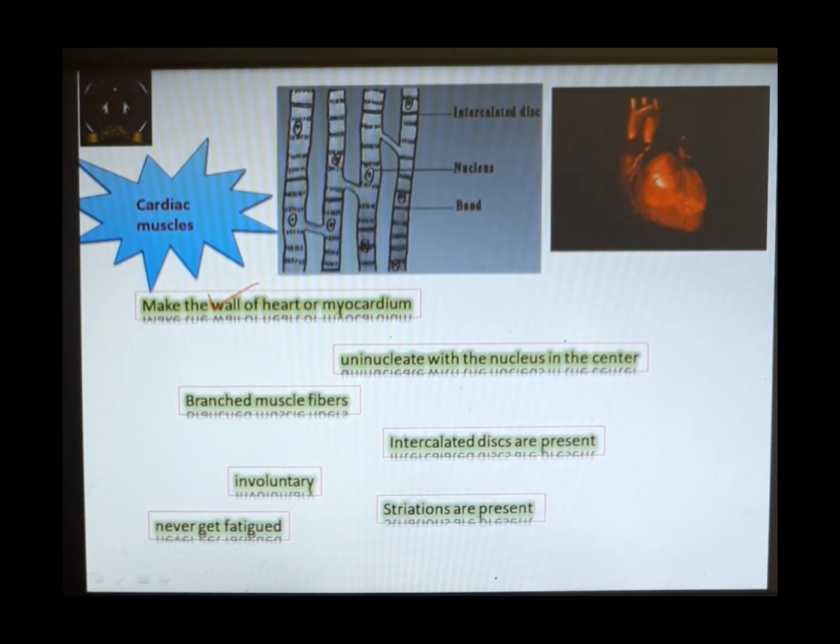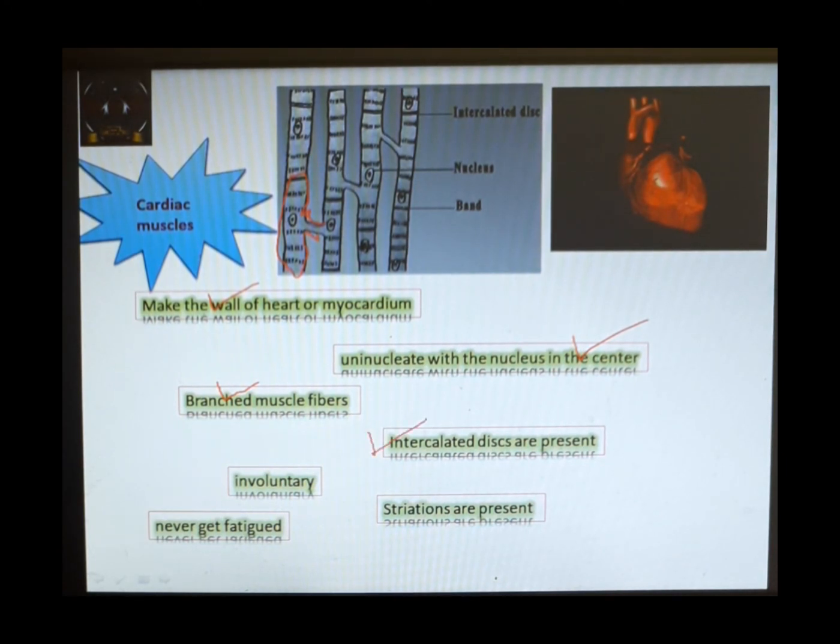Okay, and the cell's nucleus is present in the center. So this property is similar to the cells of smooth muscles. Okay, then the muscle fibers are branched. Now this is a unique property of cardiac muscle cells. See, this is one cell and you can find that this cell has its own branch here. So each muscle fiber is branched. Okay, this was not the case with smooth muscle cells or skeletal muscle cells, if you remember.